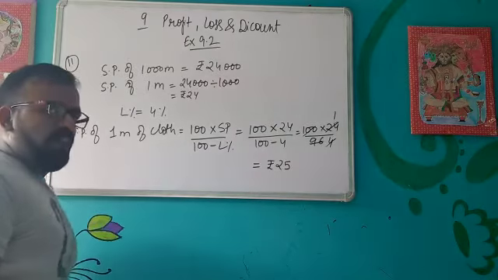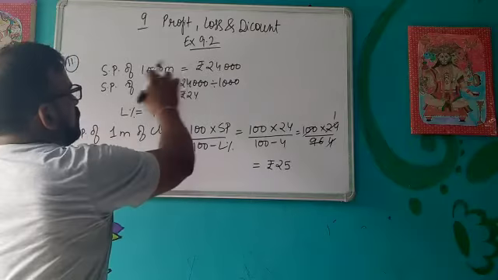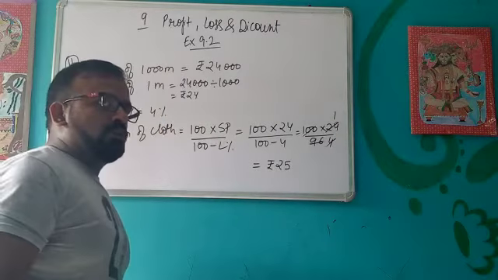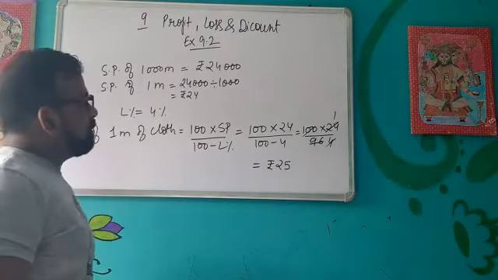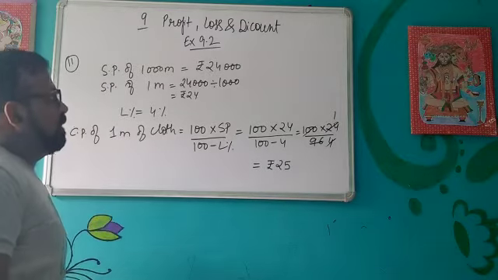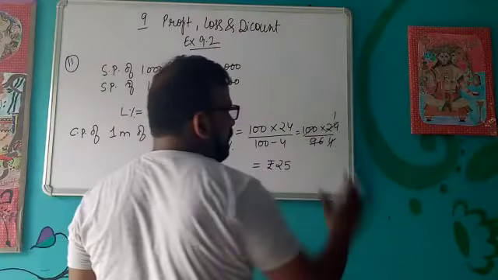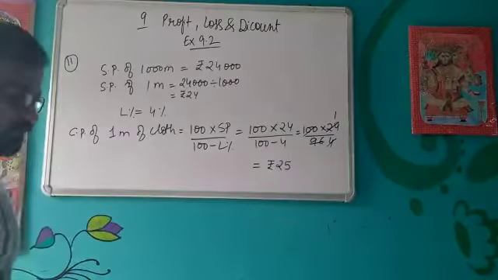Or you can solve it like this also. You first calculate the cost price of 1000 meters of cloth, then you divide that price by 1000. Whatever way you solve, the method should be absolutely right.